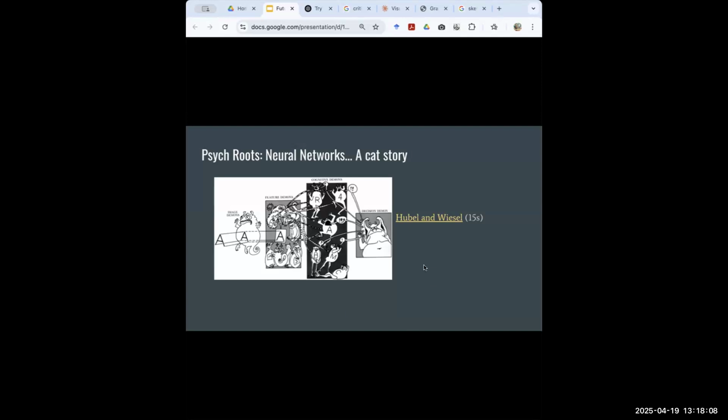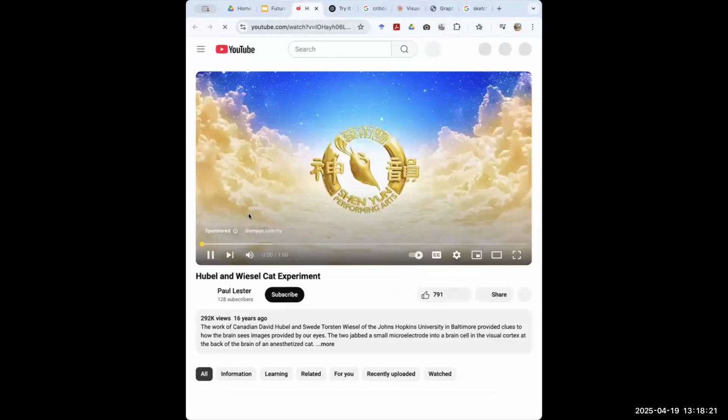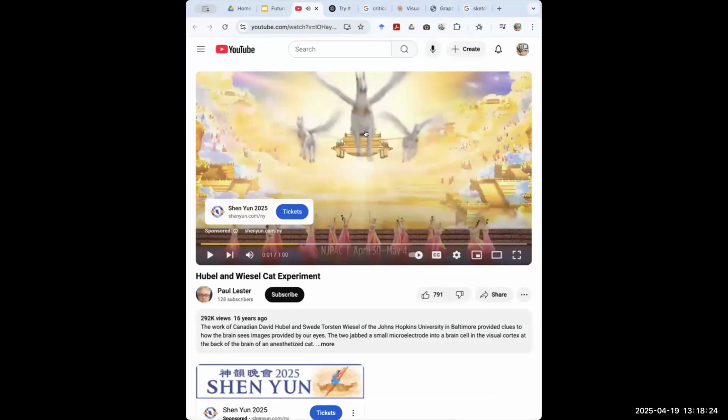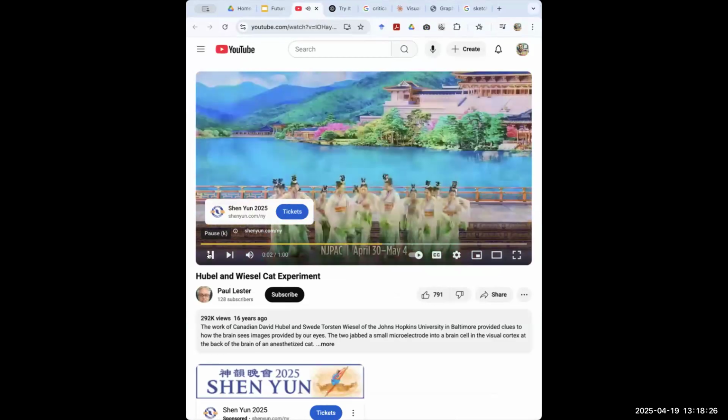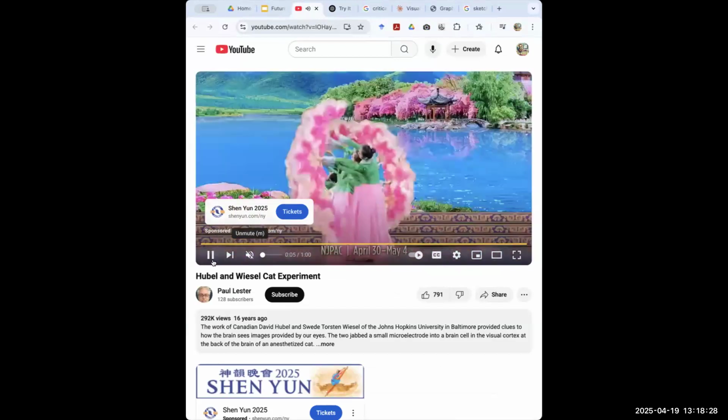The origin of this visual pathway was discovered by Hubel and Wiesel, who tried to understand the visual pathway.